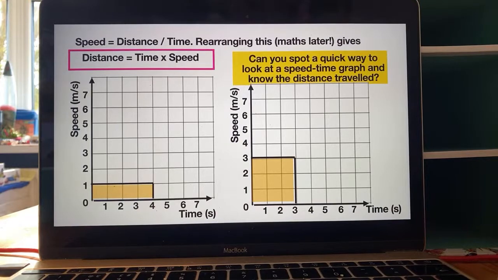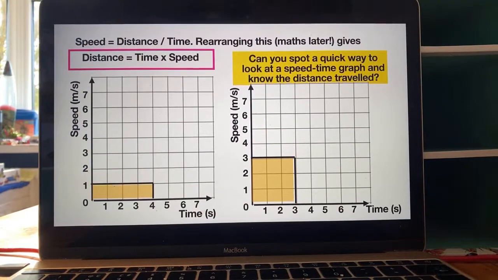How good is that? So the area underneath this graph here, for example: this thing travels at 1 meter per second for 4 seconds and then stops. So you end up with this rectangle. If you do 4 seconds times 1, you get 4. So 4 seconds times 1 is the time times the speed, which gives you the distance. So the distance travelled is 4 meters.